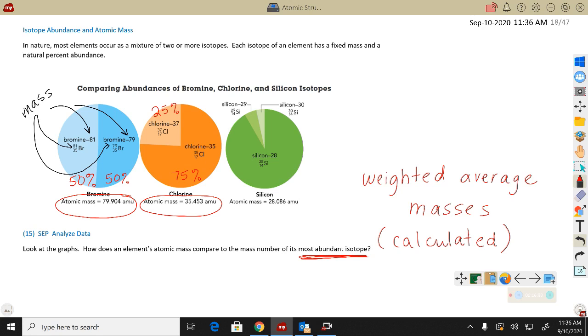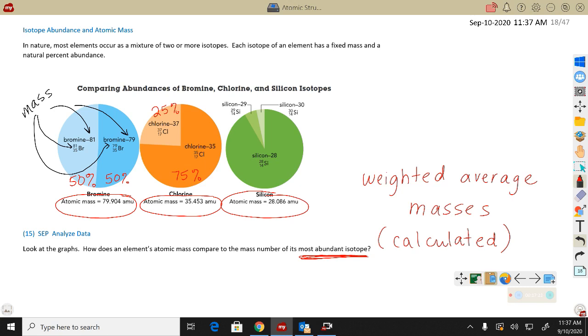Now it's a little bit higher to represent the fact that there is a small fraction of particles that are a little bit more massive, but the mass on the periodic table is always going to be closest to the most abundant isotope. Look at silicon. By far, silicon 28 is the most abundant and the most stable. Well, the average mass that you find on the periodic table is really close to 28. And so we should make note of that.